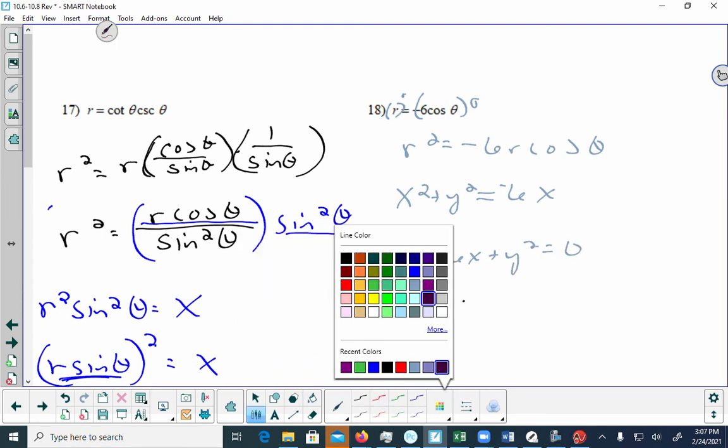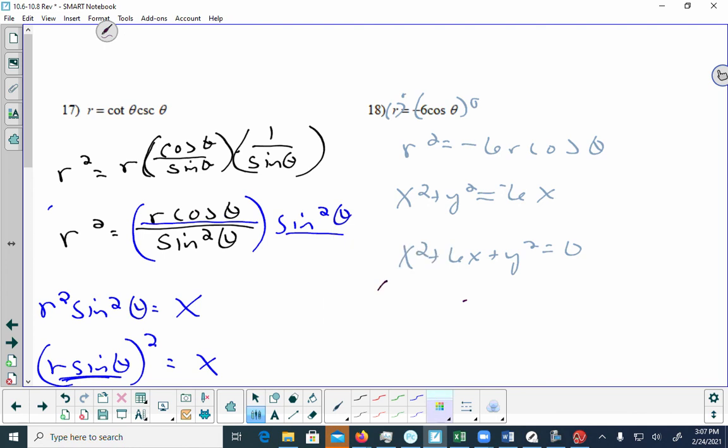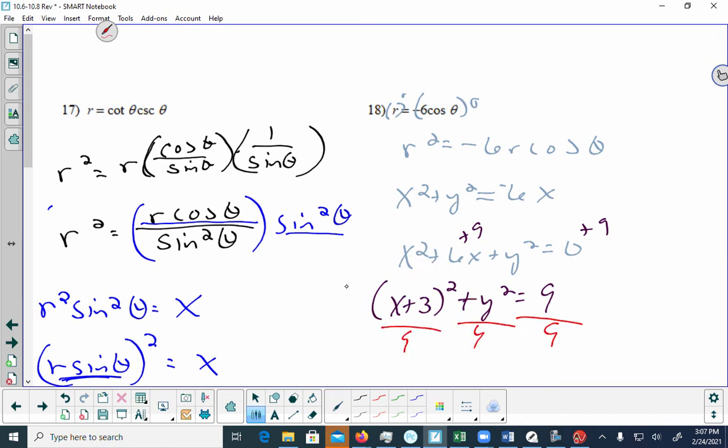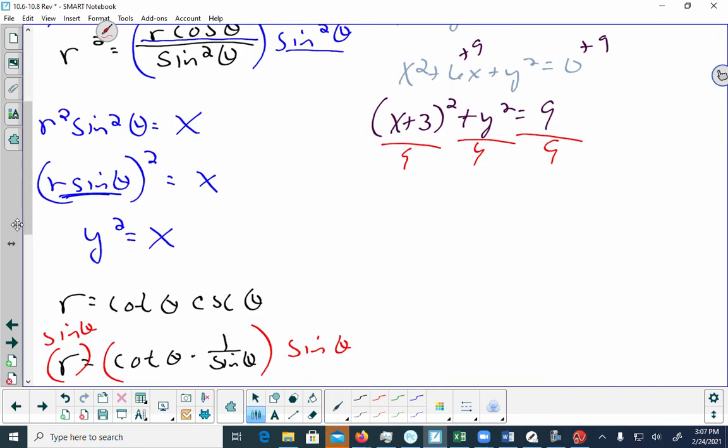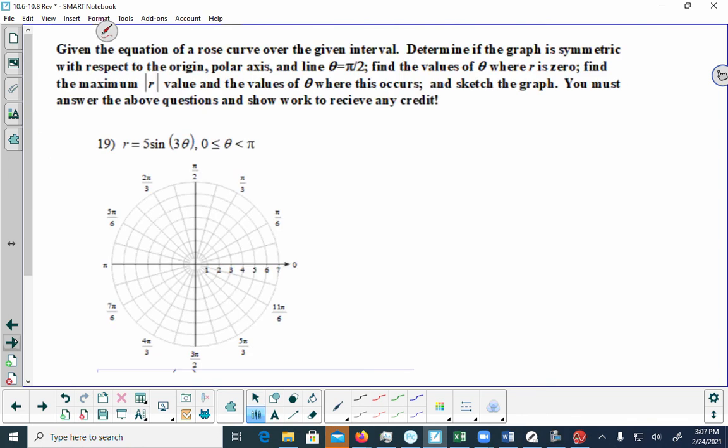Completing the square, I am going to have x plus 3 squared. 3 squared is 9, so I'm adding 9 here, which means I have to add 9 here. Plus y squared is equal to 9. Again, it's a circle, so I can leave it like this, or I can divide everything by 9. And when I do that, I'm going to get x plus 3 squared over 9 plus y squared over 9 is equal to 1. Either answer is correct.